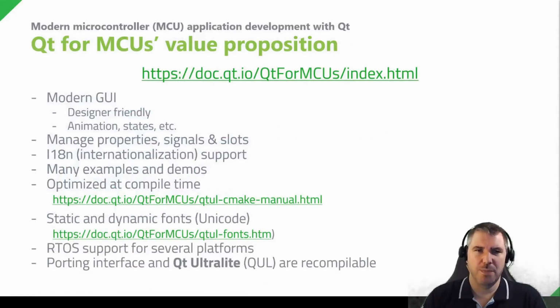You have seen in the first part of this presentation that Qt for MCU allows you to design modern user interfaces similar to those on embedded and desktop systems. It manages properties, signals, and slots, which are the basis for UI interactivity. Qt for MCU also supports multiple languages and comes with multiple examples and demos, where demos are far closer to a real product.